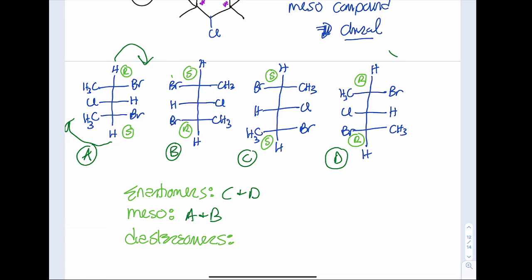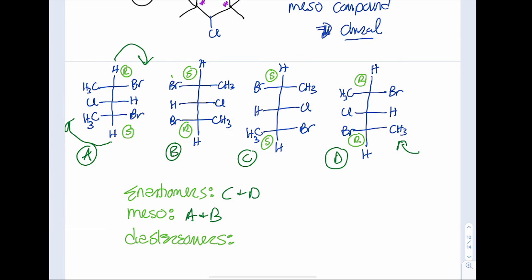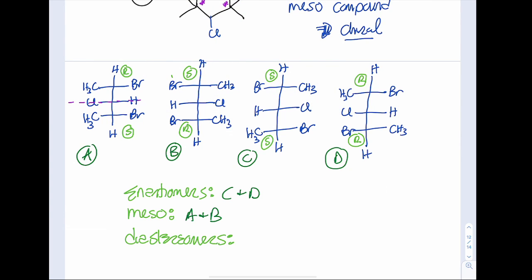I can't do that with C and D, because when I do that, if I flip this one down, now bromine is going to be over on this side, right? It's going to be the bottom carbon, but it's going to be on the wrong side. But I can superimpose A and B. They are superimposable. And they have that plane of symmetry, I should say, and it cuts right through these atoms, right? That top half is reflecting to the bottom half. So A and B are not enantiomers, they're meso.